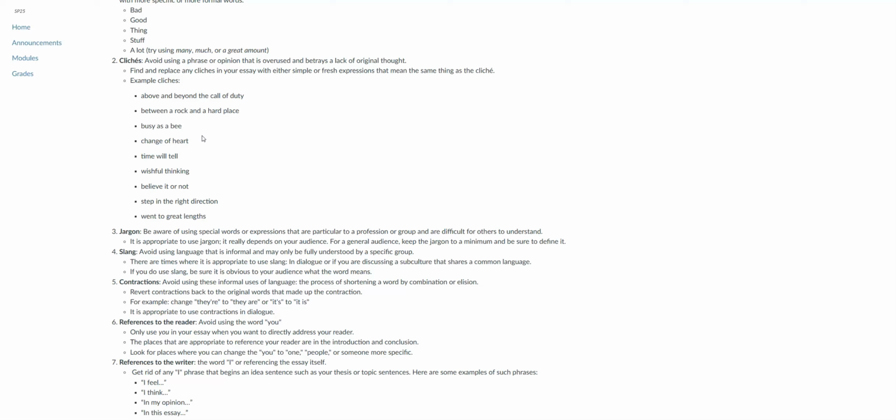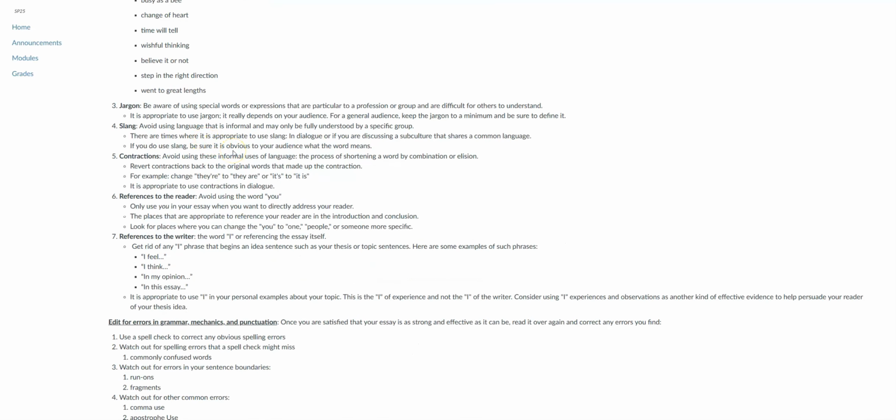And typically when it comes to cliches, most of the time a reader won't really absorb what you're trying to say when they come across the cliche. Their brains just kind of glide over the cliche, and they don't really take in the idea that is at the heart of the cliche, what you're trying to express with that cliche. So in general, usually you're just better off to use more direct language than a cliche. So go through your essay, finding any phrases like above and beyond the call of duty, or busy as a bee, or time will tell, and ask yourself what you're really trying to say there, and just be a bit more direct in our language.